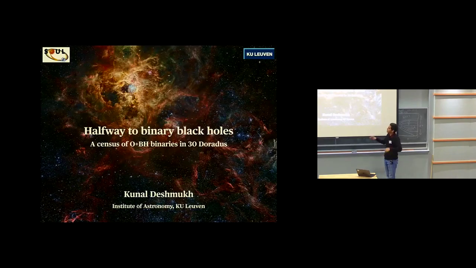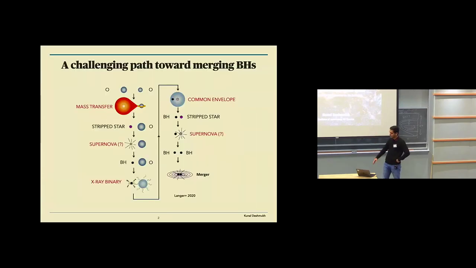I'll be taking you a bit further than the galactic systems to 30 Doradus in the Large Magellanic Cloud, and I'll be talking about looking for O+ black hole binaries. So as the title suggests, that's kind of halfway to binary black holes, where one of the black holes is already formed.